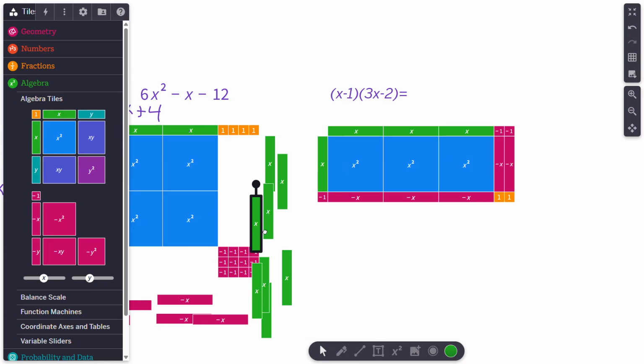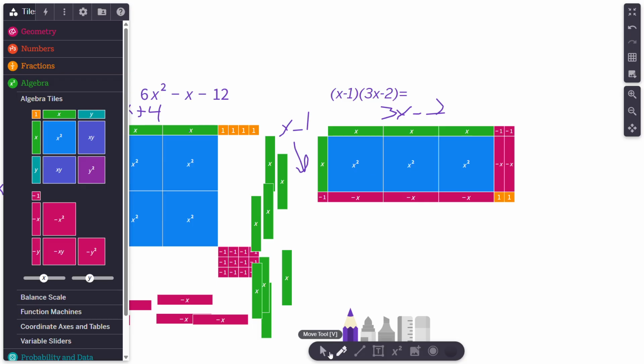So this one here we have is represented. We have x minus 1 times 3x minus 2. So x minus 1 is on this side, and then up here we have our 3x minus 2. So our x times x is x squared again, and then x times this x is x squared, x times that x is x squared, x times this negative 1 gives us a negative x, and this x times this negative 1 also gives us a negative x.